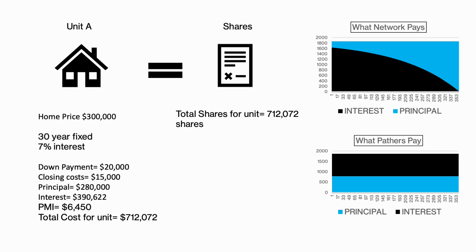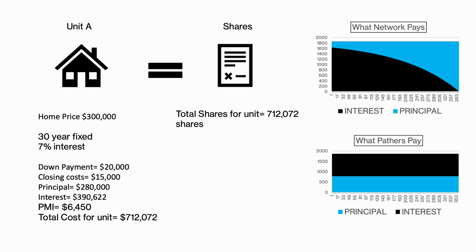The monthly mortgage payment is paid by the customer, but delivered to the lender by the network. As the lender records the principal and interest paid on the mortgage, the network issues shares to the customer for that total fixed cost paid that month. For Unit A, based on a 30-year fixed rate at 7%, the max threshold amount is 712,072 shares. Since the network will pay the mortgage off according to the amortization schedule, we can calculate from day one what the total fixed cost of the unit will be.